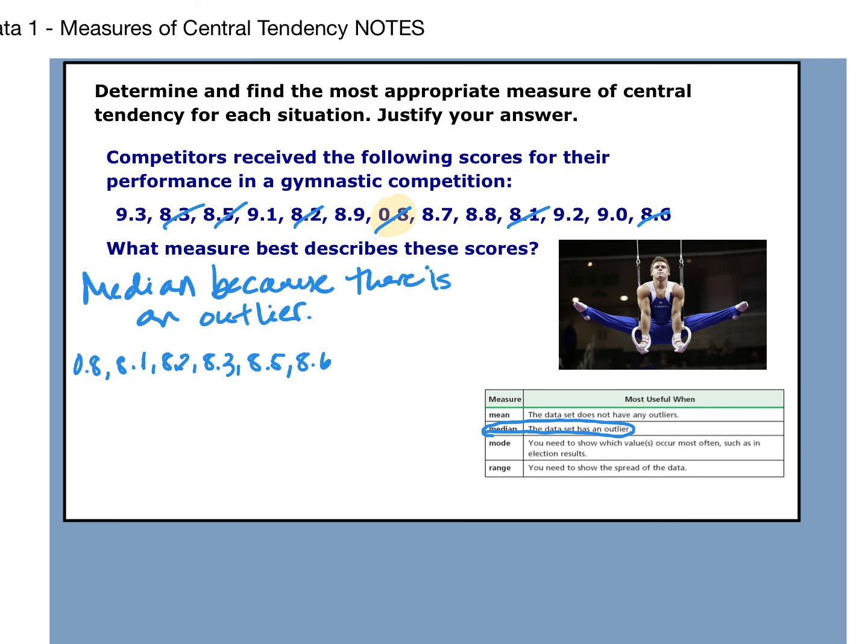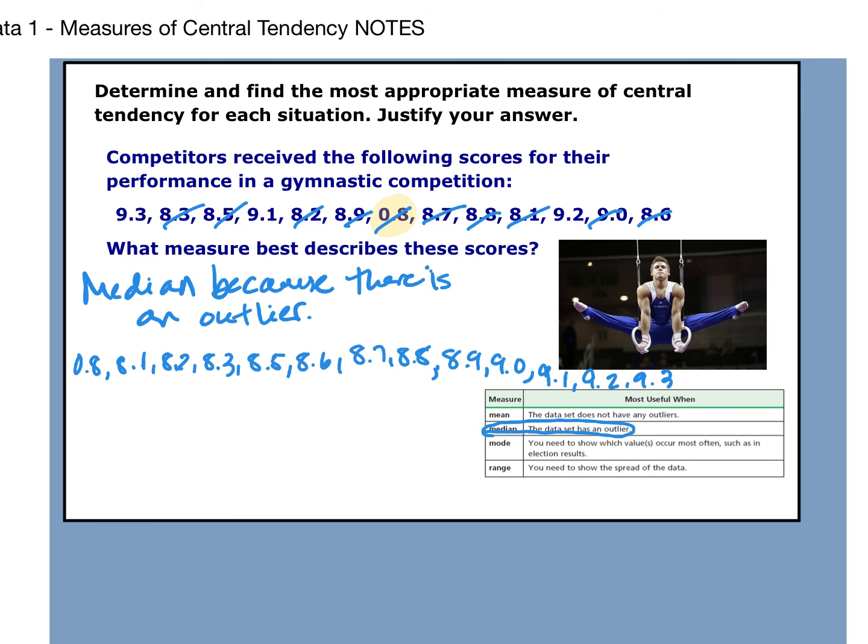8.5, 8.6. Let's see, there's an 8.7, 8.8, 8.9. There were no repeats. That's why the mode would not be a good call on this one. Then there's a 9.0. I've got the 8.9 already. There's a 9.1. I'm going to go down here so I can see it over the picture. There's a 9.2 and a 9.3.